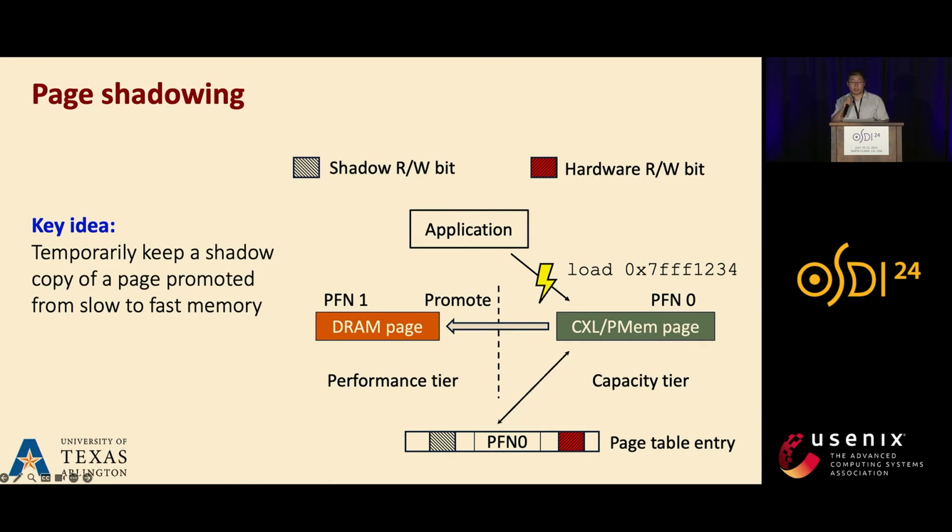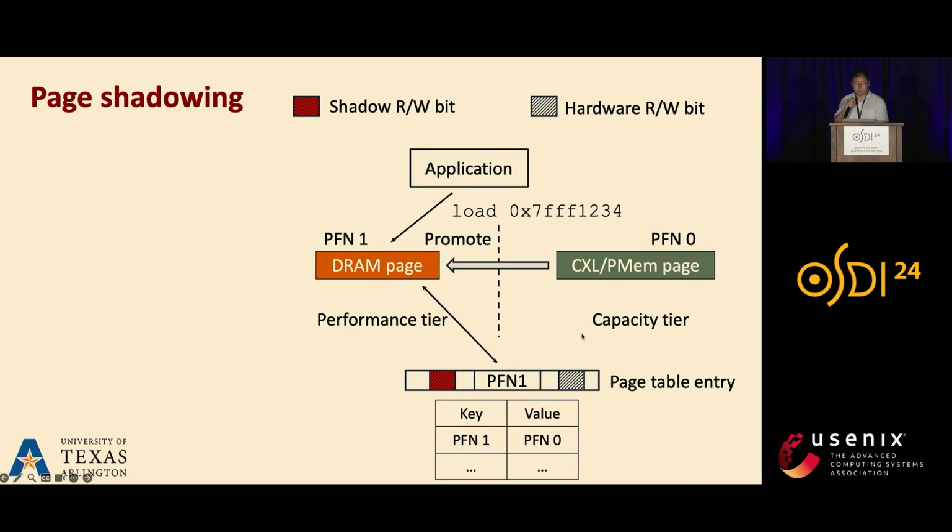Nomad introduces a page shadowing mechanism to allow a subset of pages residing in the performance tier to have a shadow copy in the capacity tier. Only pages promoted from the slow tier have shadow copies, and the shadow pages play a crucial role in minimizing the overhead of page migration during periods of memory pressure. Instead of swapping hot and cold pages between the memory tiers, page shadowing enables efficient page demotion.